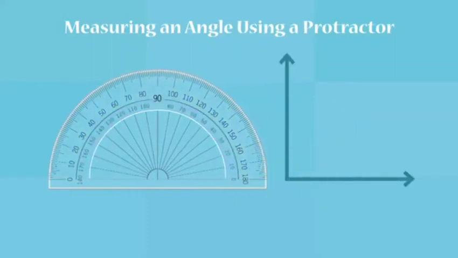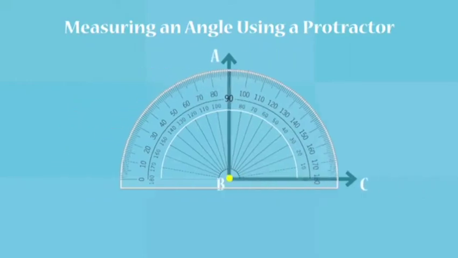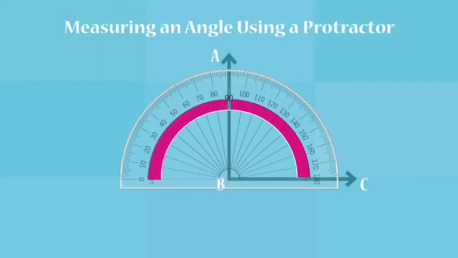Let us measure the given angle, angle ABC. Step 1. Place the center point of the protractor over the vertex B of the angle and place the baseline exactly over the bottom line of the angle. Step 2. Look at the arm on the baseline. It points to 0 on the inner scale. Thus, we need to measure the angle on the inner scale.